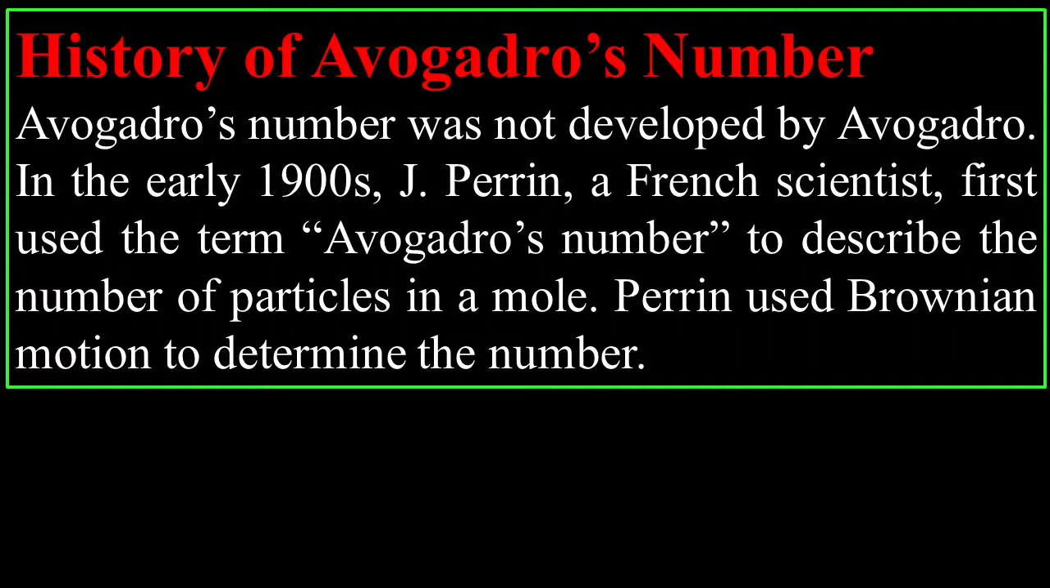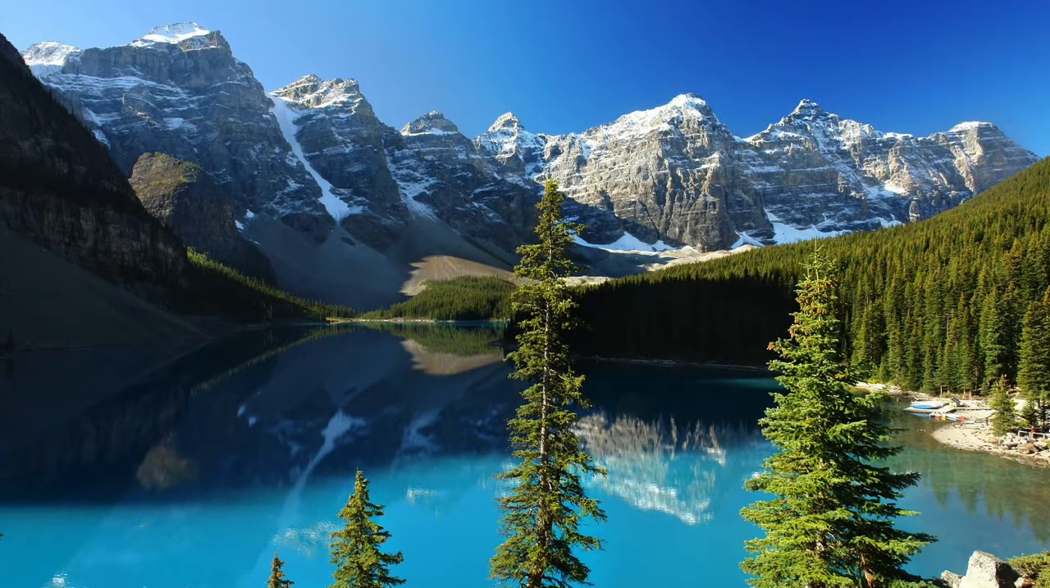Avogadro's number was not developed by Avogadro in the early 19th century. J. Perrin, a French scientist, first used the term Avogadro's number to describe the number of particles in a mole. He used Brownian motion to determine the number. It was just named in honor of Amedeo Avogadro. And here's a beautiful lake with water that has the same percentage of hydrogen and oxygen as if you measured it in a thimble of water.